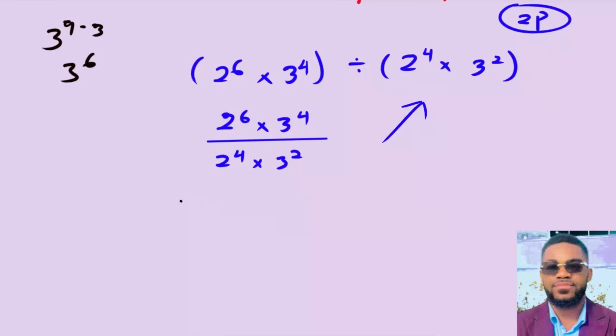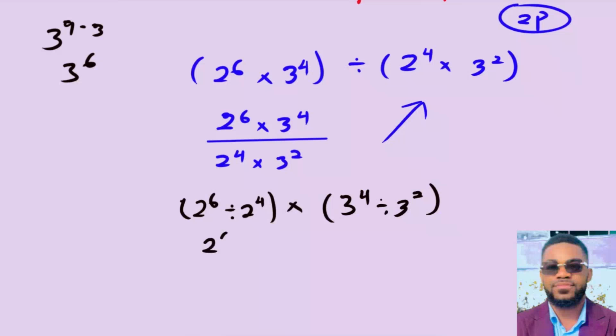So we have the bracket of 2 exponent 6. That means I'm taking those with the same base. So you have 2 exponent 6 divided by 2 exponent 4, now times, this is the multiplication, the bracket of 3 exponent 4 divided by 3 exponent 2. So I've just separated them, and this is what I'm going to get.